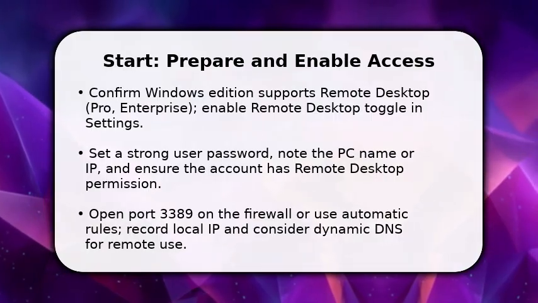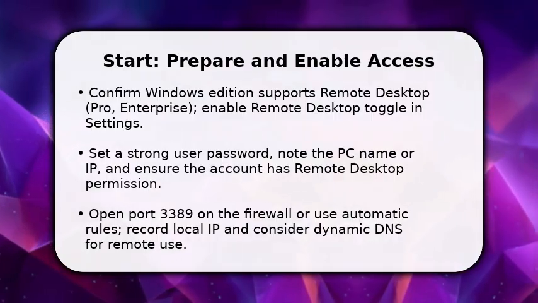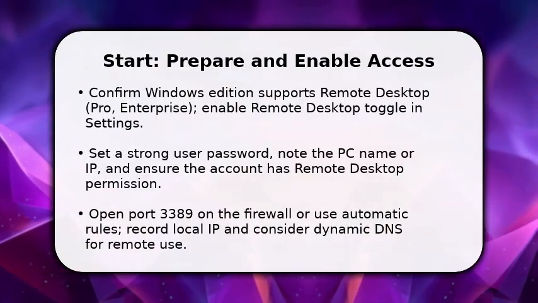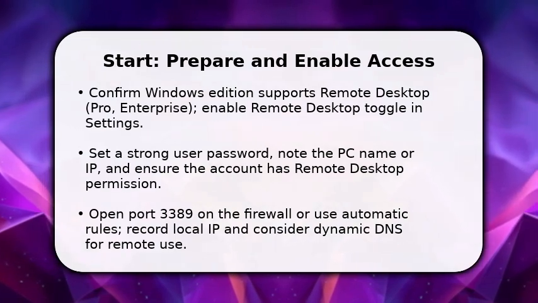Once done, open or confirm the firewall rule for port 3389 to allow incoming connections. This makes the machine reachable when you attempt the first connection.